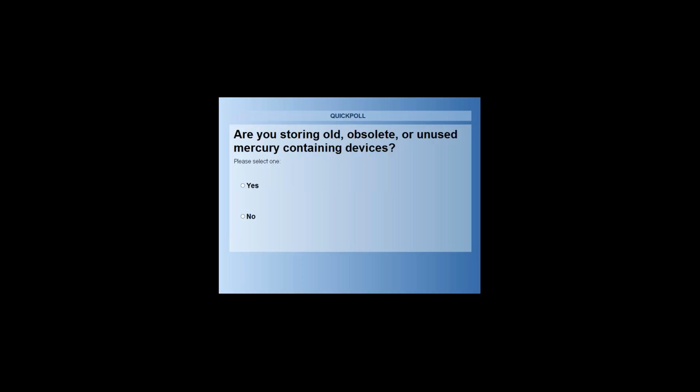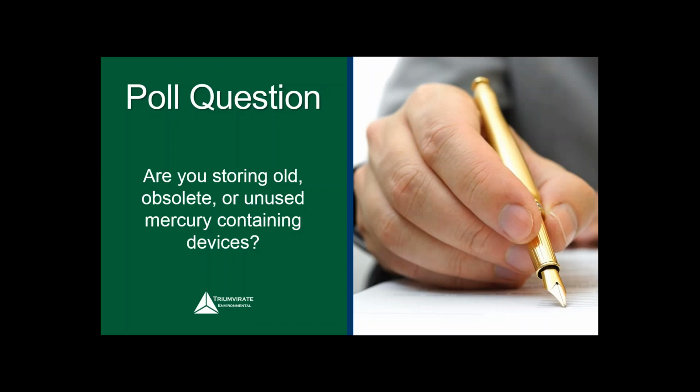All right, so it looks like most of our audience has answered. I'm going to close that poll now. And 37% say yes. They are storing old, obsolete, or unused mercury-containing devices, and another 63% say no. That's good. So if you do have these devices that are known and they are obsolete, old, or unused, disposing of these materials now, before they cause a spill or the mercury to be released, should be considered.